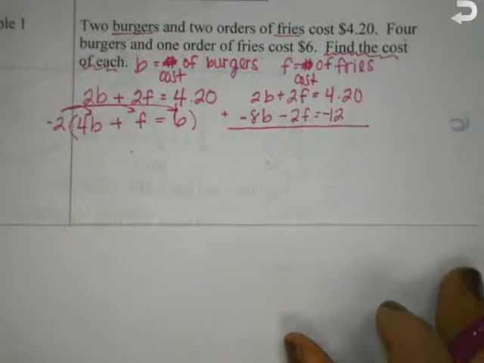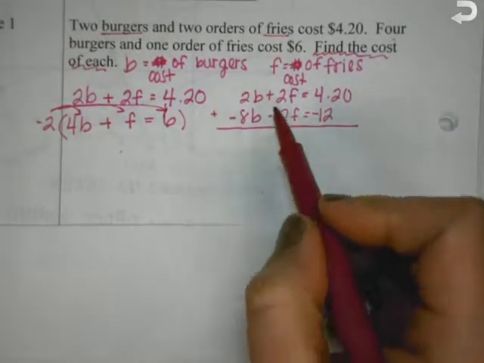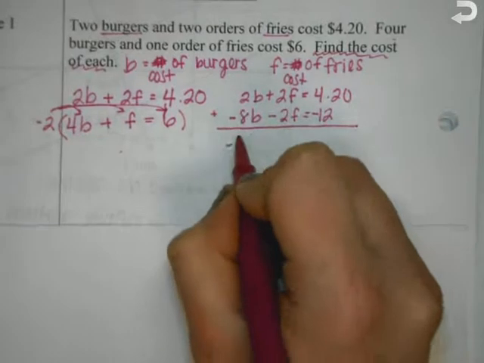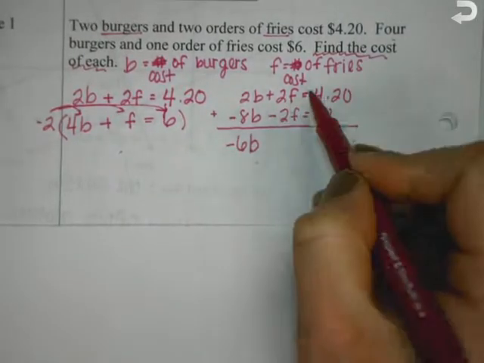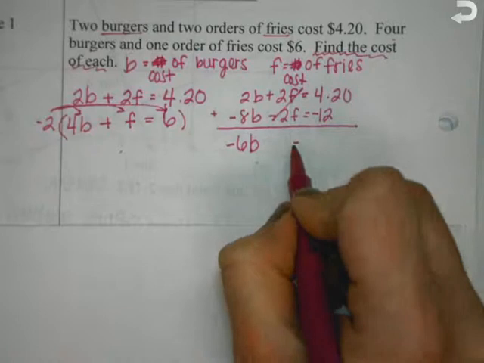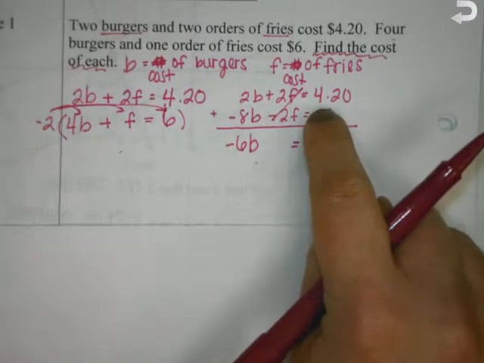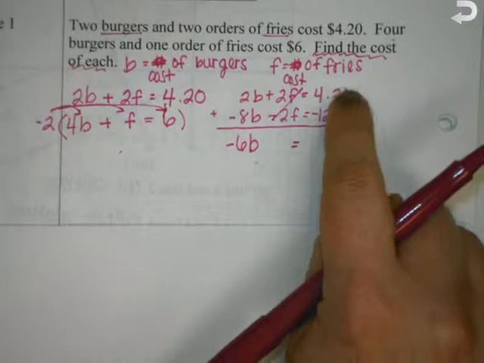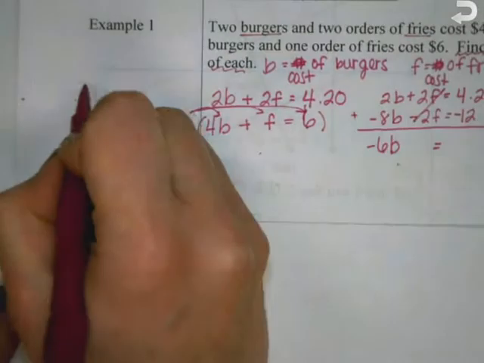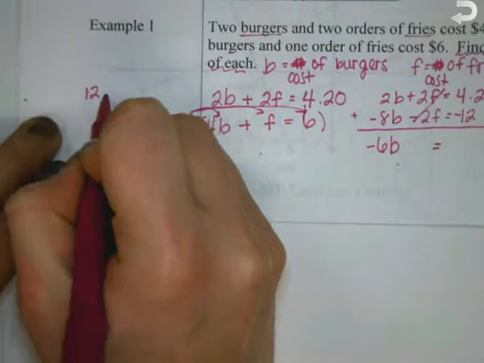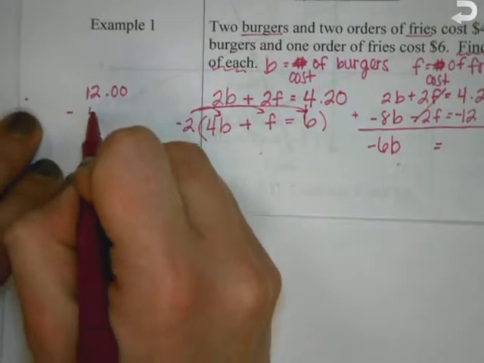So 2b minus 8b, what does that give me? -6b. 2f minus 2f cancels. And -12 plus 4.20. Am I going to be adding those two things or subtracting them? Subtracting. So I'm going to do scratch work off to the side. So that's 12.00, right? Minus 4.20 because we need the decimals to line up.